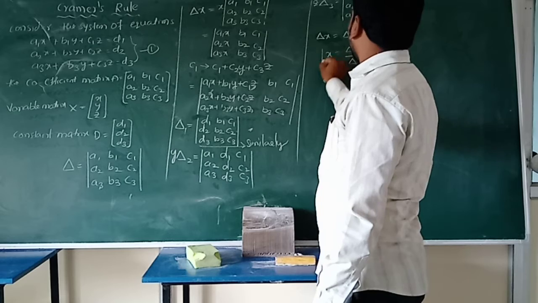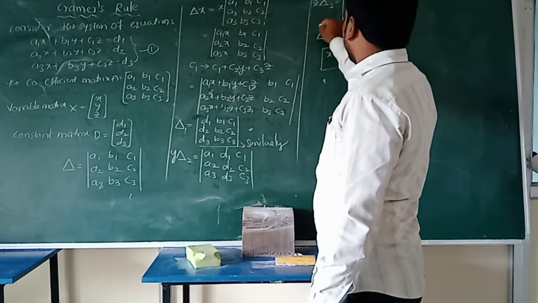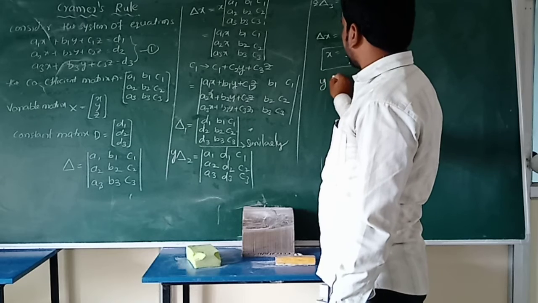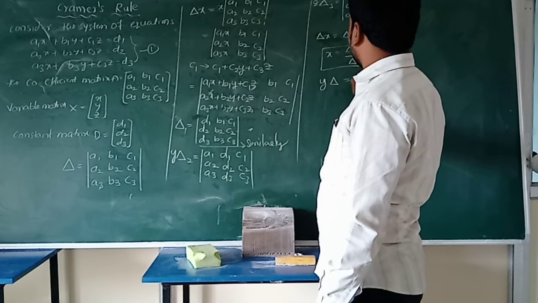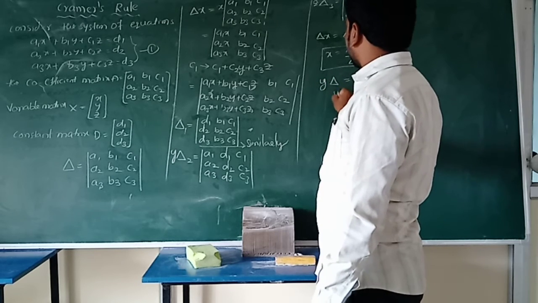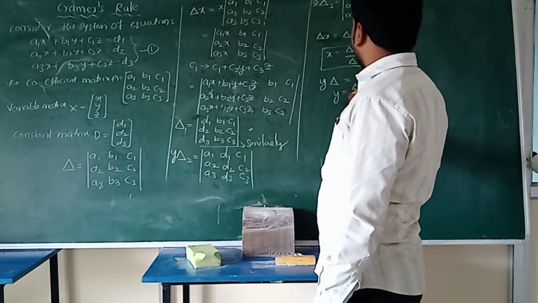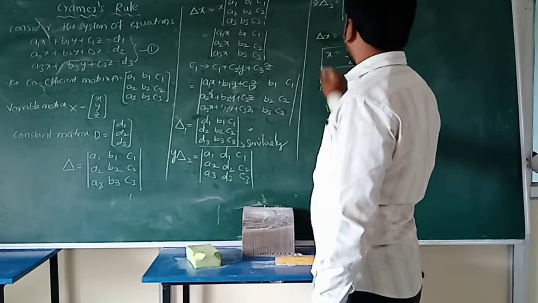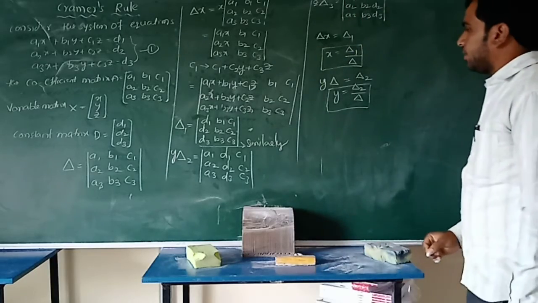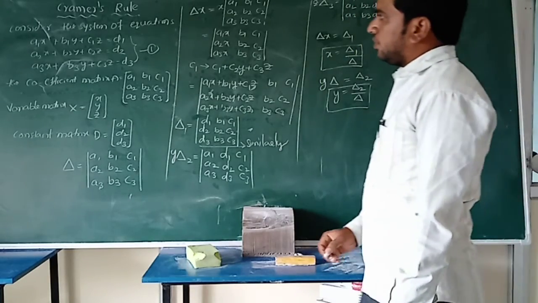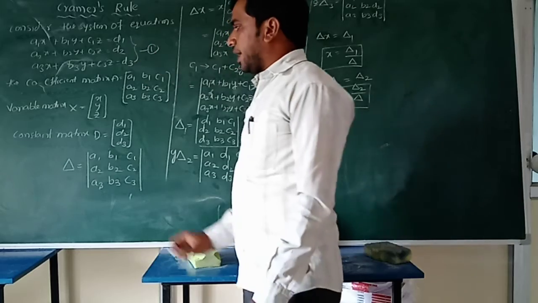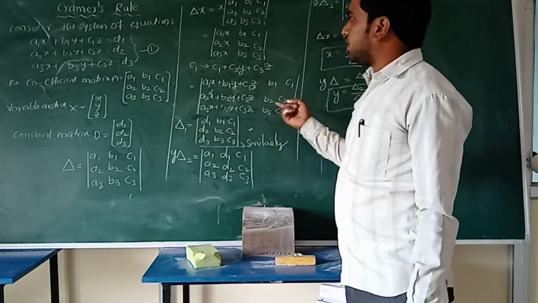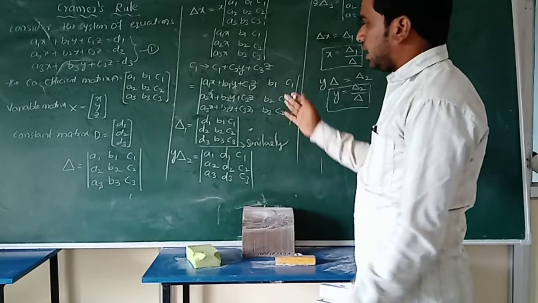Okay, x is equal to delta 1 by delta. Now next, y into delta is equal to delta 2, so y is equal to delta 2 by delta. Delta means the determinant of the given coefficient matrix. Delta 1 means replacing the first column with d1, d2, d3.